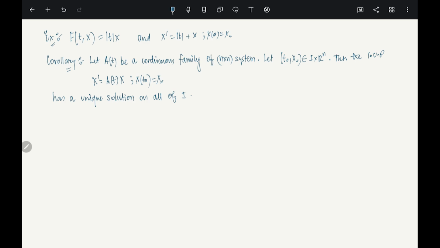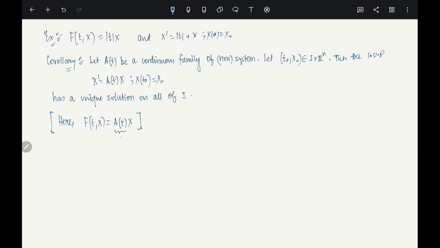Okay, so what we do is to see here what is f of tx. I want you to check the proof of this. I will just give you a hint of how to do this. f of tx is nothing but A(t) times x. Clear? A(t) times x.